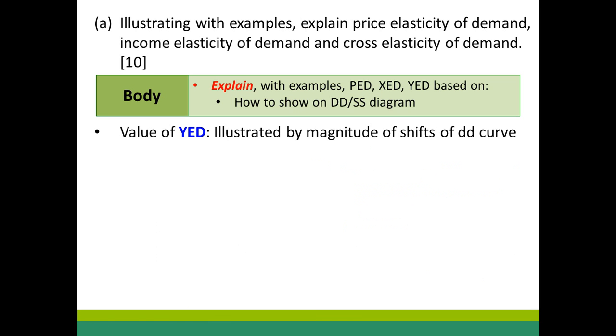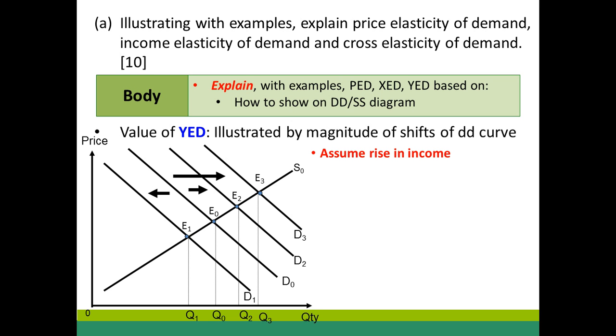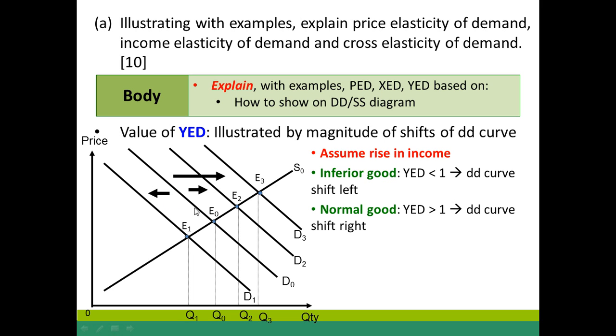Okay, moving on. So now we cover YED. So YED, instead of being illustrated as a gradient of the demand curve, it is illustrated by the magnitude of shifts in the demand curve when income changes. Okay, so let us assume that there's a rise in income. Look at this diagram. If it's an inferior good, then demand will fall, as illustrated by this leftward shift of the demand curve. Okay, but if it's a normal good, then the demand curve would shift to the right.